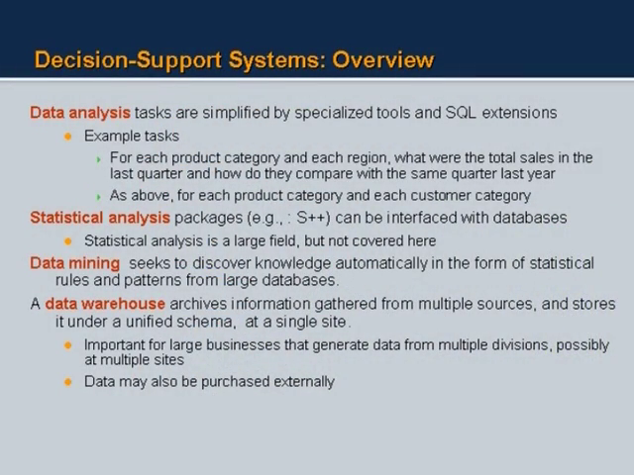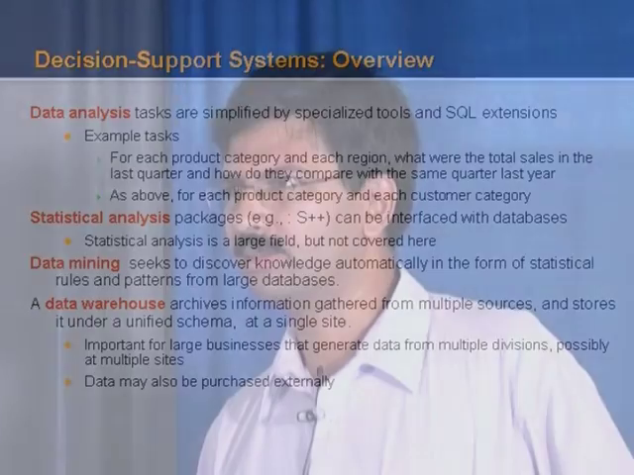For example, you want to get summaries, like for each product category in each region, what were the total sales in the last quarter, and how do they compare with the same quarter last year? This is a very typical sort of business question. How do you run such a query? How do you specify such a query, and how do you execute it?